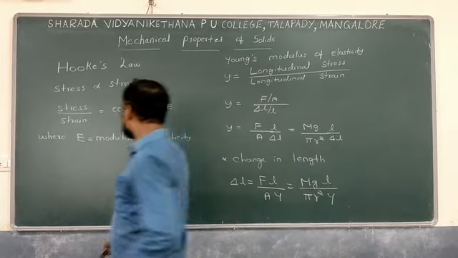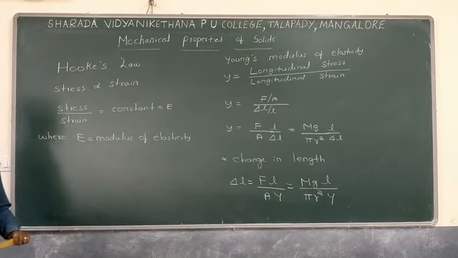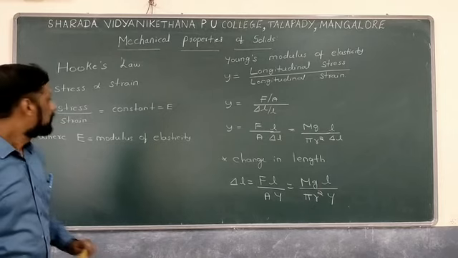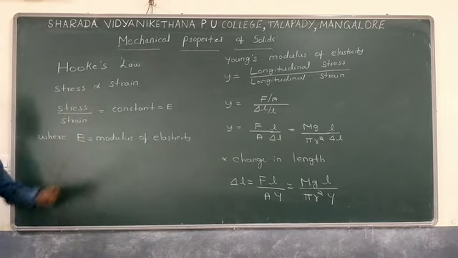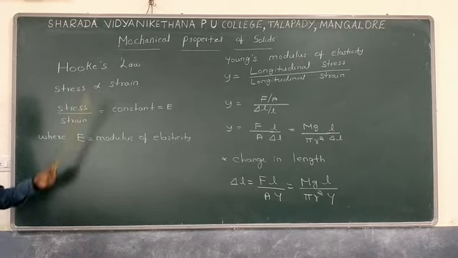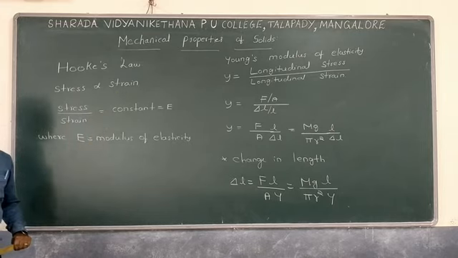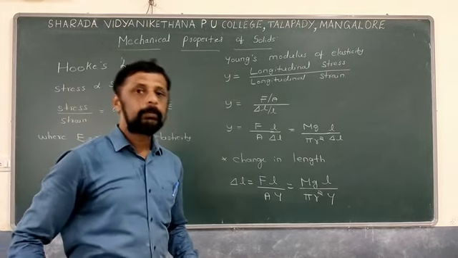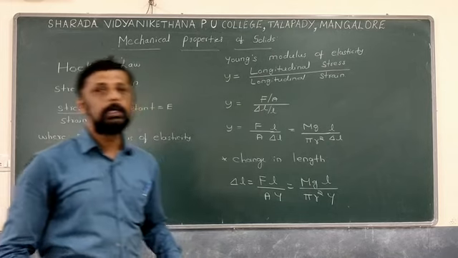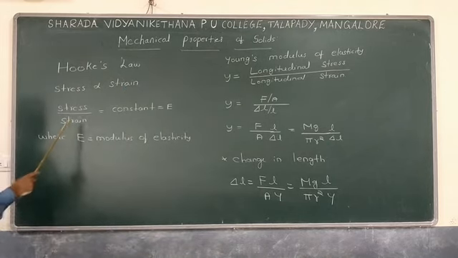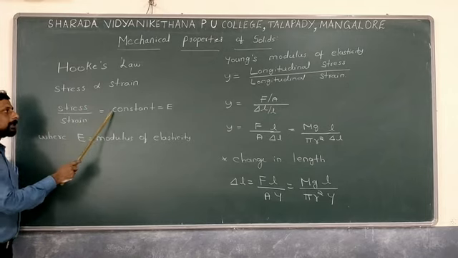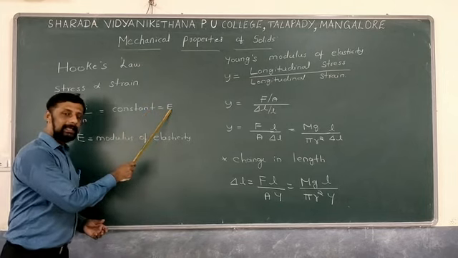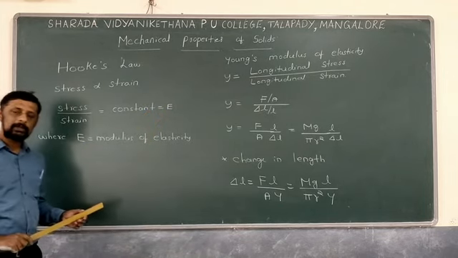Okay students, a famous scientist named Robert Hooke deduced a law which gives the relationship between stress and strain. That is called Hooke's law. Within the elastic limit, stress is directly proportional to strain. That is the statement of Hooke's law. Hooke's law states that within the elastic limit, the stress is directly proportional to strain, or the ratio of stress to strain is always a constant for a given body, and that constant is given by E, where E is called the modulus of elasticity.